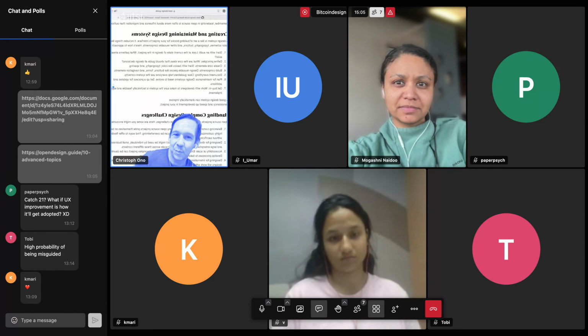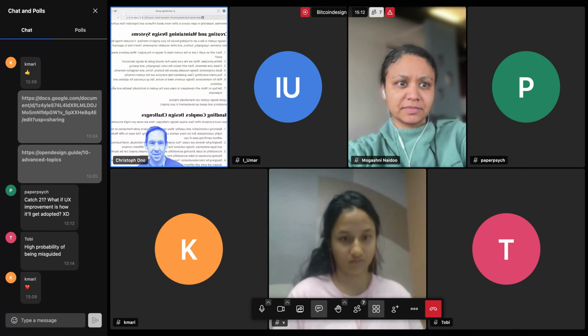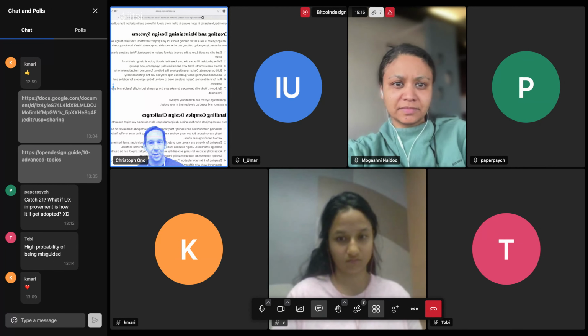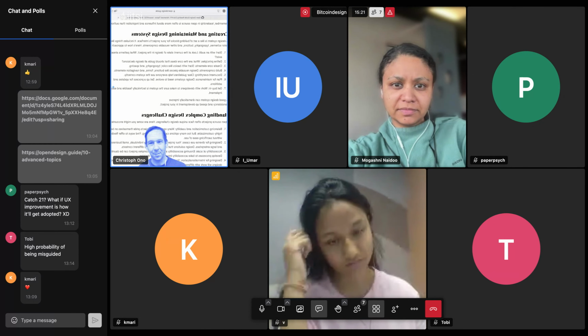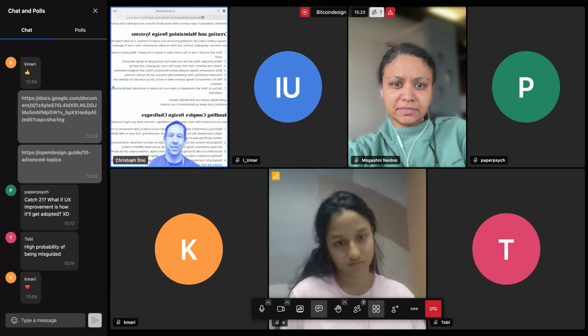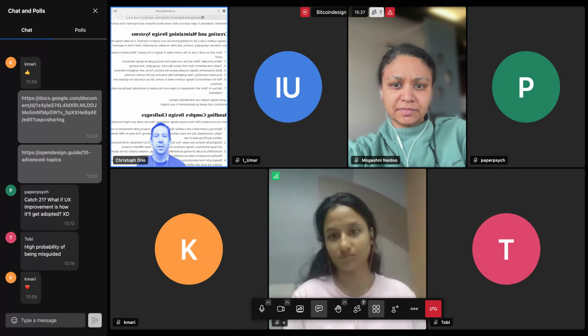Plan for maintenance. Design systems need to evolve. Set up a process for updates and additions. Get buy-in. Work with developers to make sure the system is technically feasible and easy to implement. A good design system can dramatically improve consistency and speed up development in your project. So I have a couple thoughts on this one.